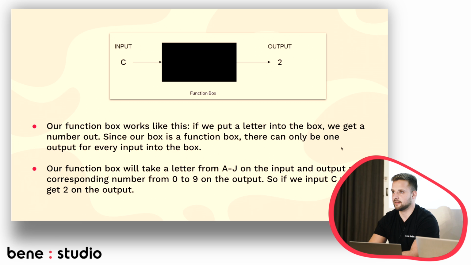So let's say that our function box works like this. If we put a letter into the box, we get a number out of it. Since our box is a function box, there can only be one output for every input in the box. So let's say we are taking a letter from A to G on the input, and we map these letters to corresponding numbers from 0 to 9. So if we put a C inside, we will get 2 out of this box.